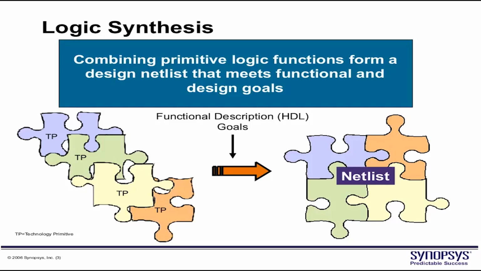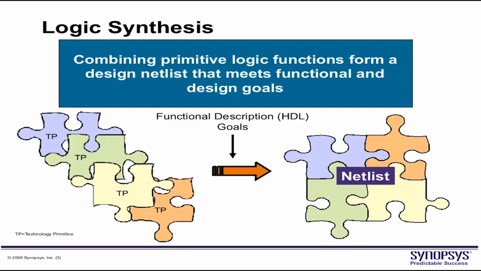This could be an RTL written in Verilog or VHDL, and then we want that Verilog or VHDL to be converted into a gate-level netlist, which would then be sent to fabrication. And this process of conversion is called synthesis.